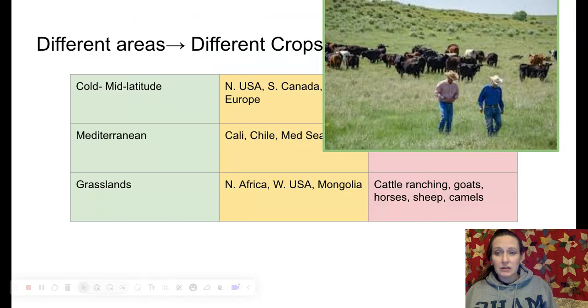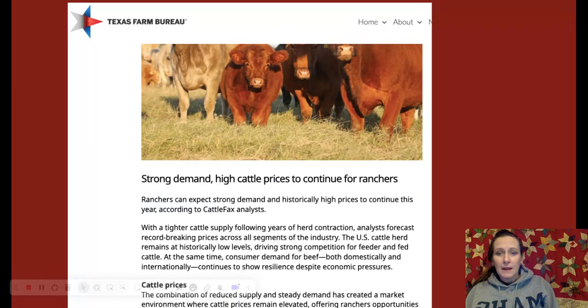All right, let's talk about the grasslands. That could be Northern Africa, parts of the Western United States, Mongolia. So here, where there's lots of grasses, this is prime area for cattle ranching. Oh, I was going to wear my hat for this video, but that's a lot of effort right now. Goats, horses, sheep, camels, things like that.